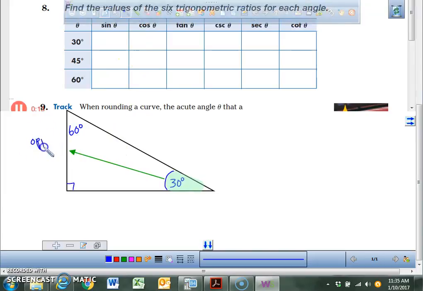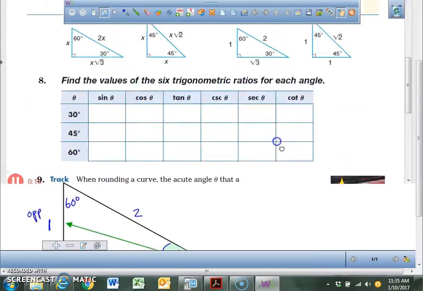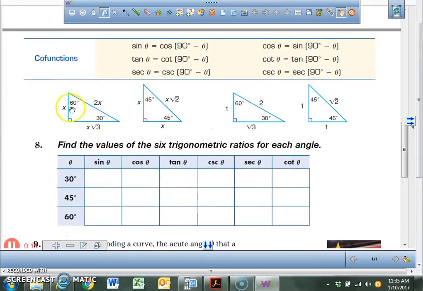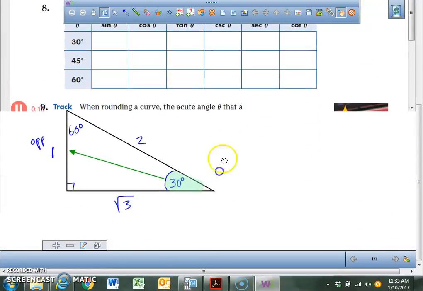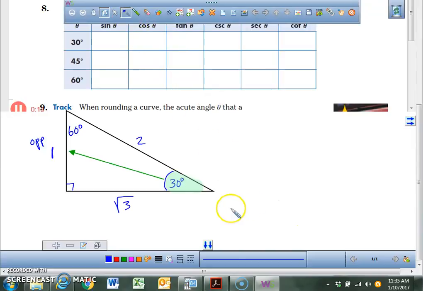So this is my opposite side. In the 30, 60, 90, I'm going to call this unit 1. I'm going to call the hypotenuse 2, and this side the distance is radical 3. Here are the ratios that you can use for any 30, 60, 90, but we're just going to use 1, 2, and radical 3 for the sides. So this is my opposite side, this is my hypotenuse, and this is my adjacent side.